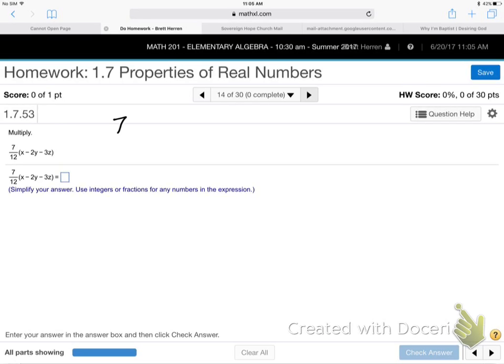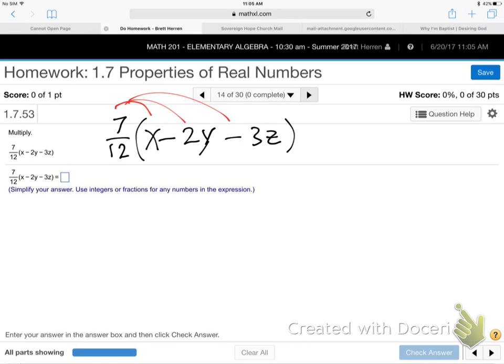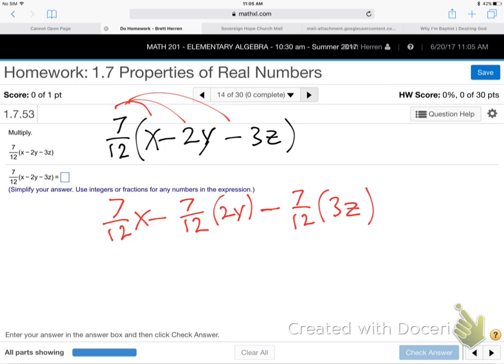Okay. So 7/12 times (x minus 2y minus 3z). All right, so take that 7/12, go boom, boom, boom. Hit all 3 of them. Boom, boom, boom. Is that good? So that 7/12 goes to all 3. And then see if you can work out the middle one and the right one.